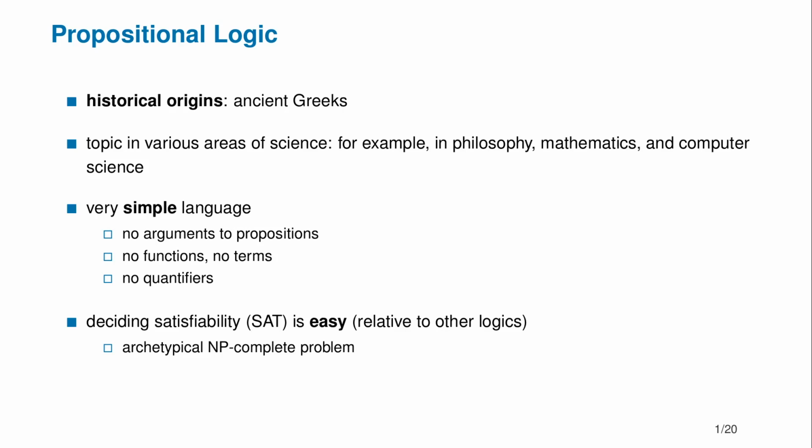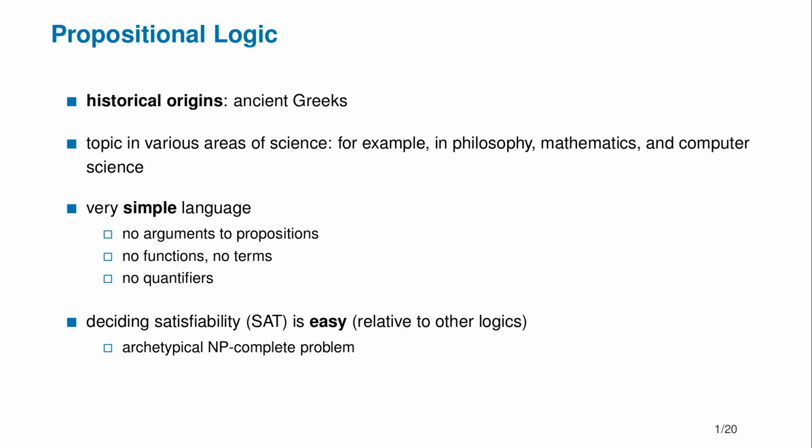SAT is the archetypical problem of the complexity class NP, the non-deterministic polynomial time decision problems, which have the following characteristics. Searching for a solution is most likely very hard, so it has not been proven, but it's well assumed that this is the case. And checking a solution candidate is very easy. What does this mean in the case of SAT?